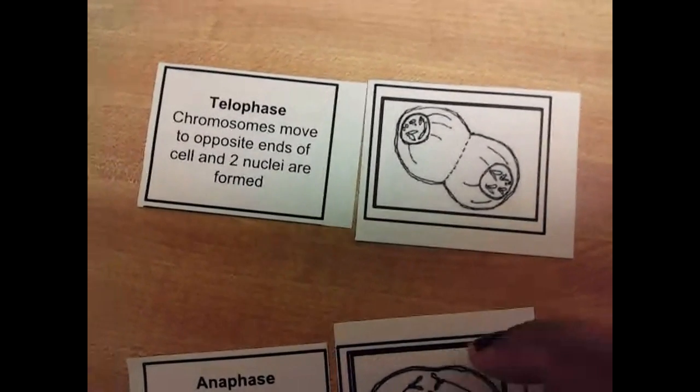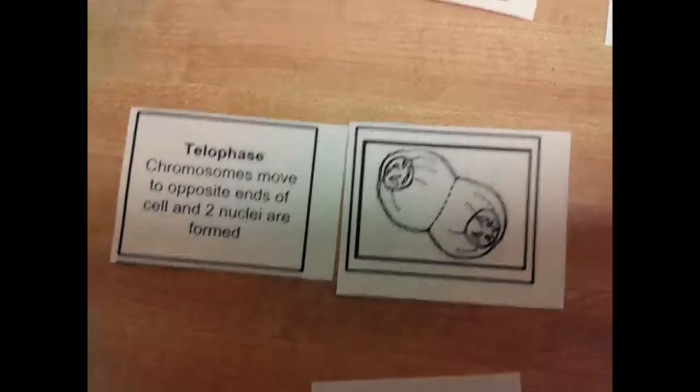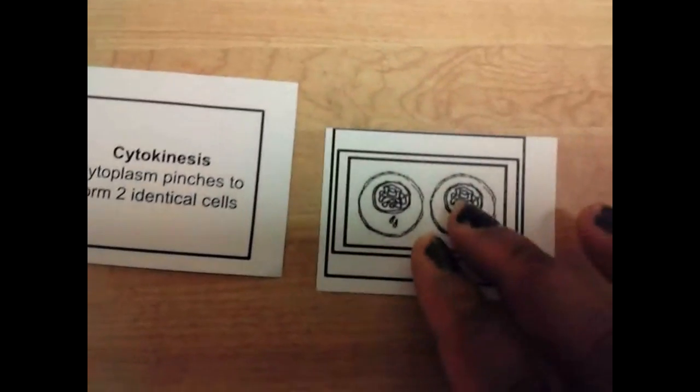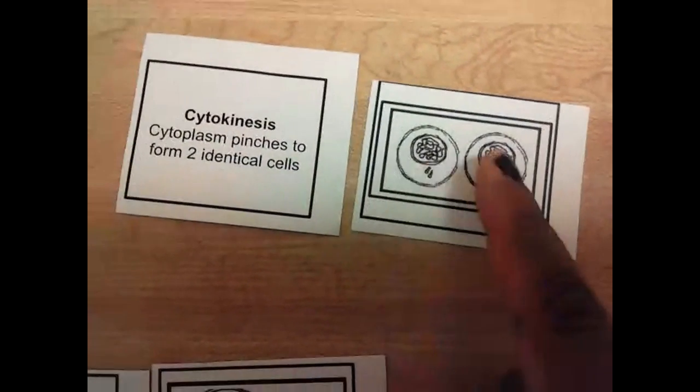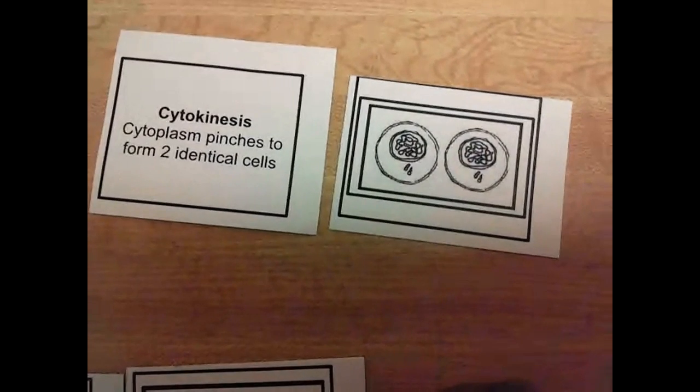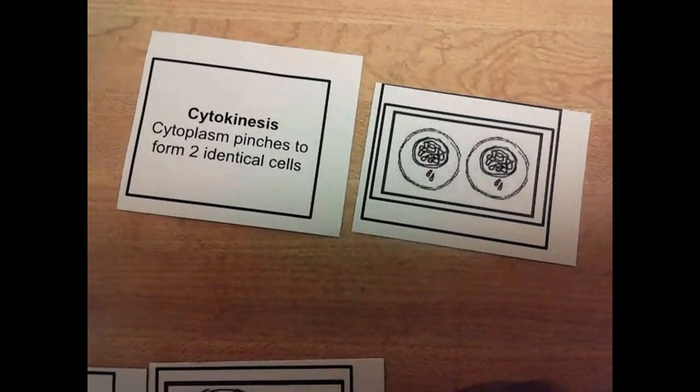And then finally, the last part of the cell cycle is cytokinesis. And this is when the cytoplasm is going to pinch and you end up with your two identical cells. So that's the cell cycle.